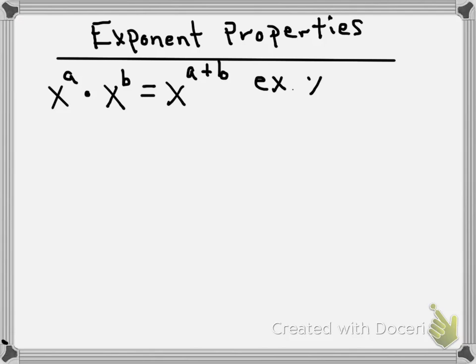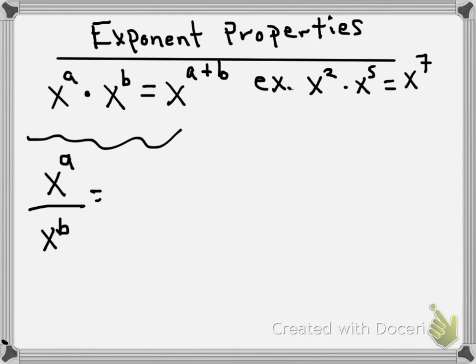As an example, we could have x to the 2 times x to the 5 equaling x to the 7. Okay? Instead of multiplying the exponents together to get x to the 10, when we're multiplying these terms, we get x to the 7.